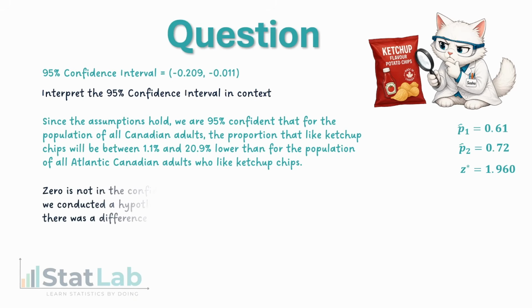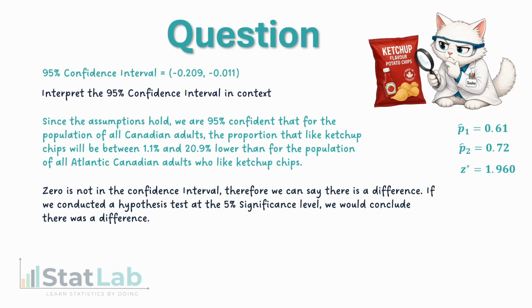So we can see that 0 is not in the confidence interval. Therefore, we can say that there is a difference. If we conducted a hypothesis test at the 5% significance level, we would conclude that there is a difference. And if you watch the video on two proportion hypothesis testing, you would know that we did indeed conclude that. So it's important to recognize this relationship between a 95% confidence interval and a 5% significance level test. They must agree with each other.